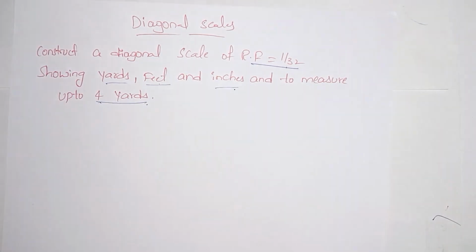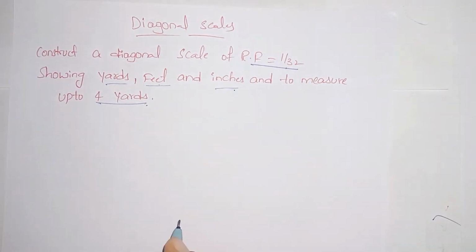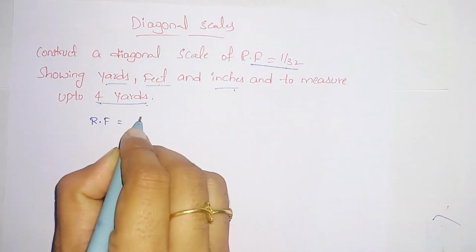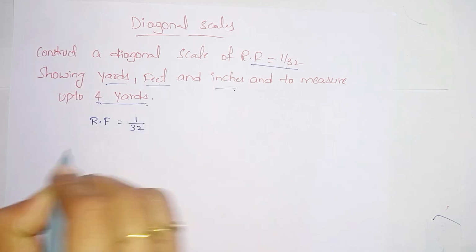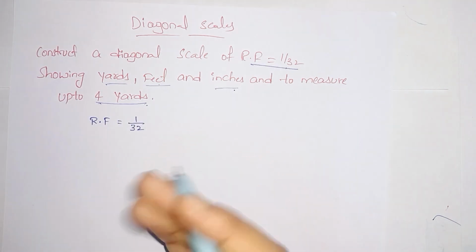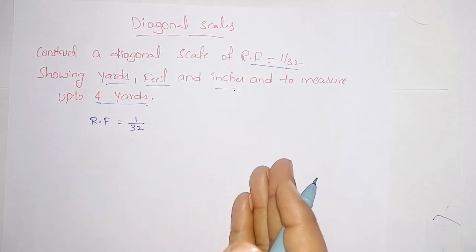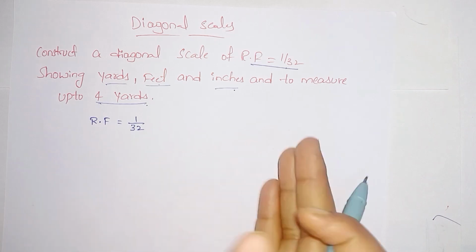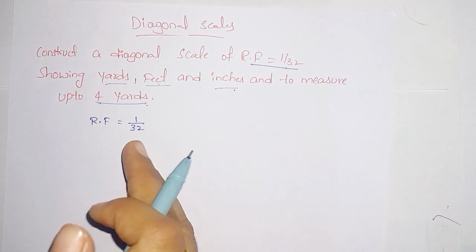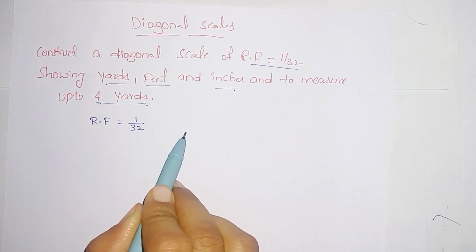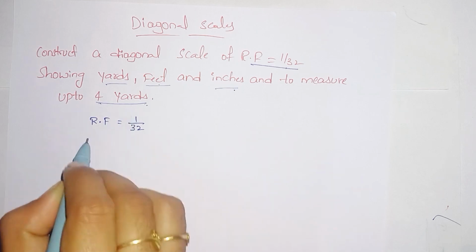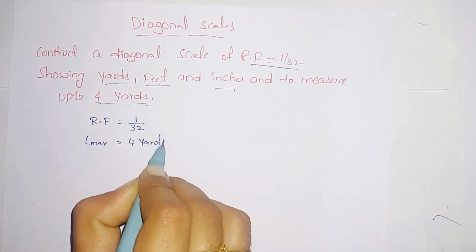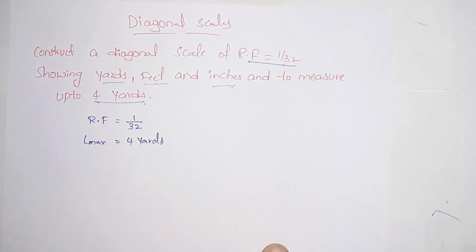So how to convert add feet inch into centimeters? We have to follow the same rules and regulations. RF is equal to, here given directly, 1 by 32. If it is mentioned in theory form, the RF formula is length of the drawing by length of the object, then you substitute and represent RF, and RF has no units. And here L max is mentioned: L max is equal to 4 ads.